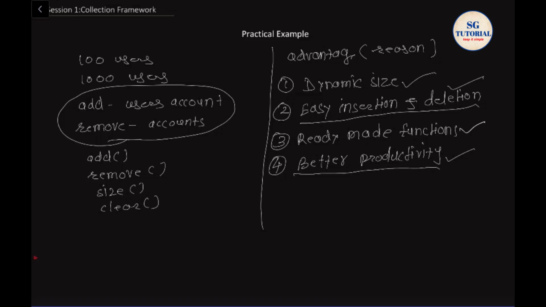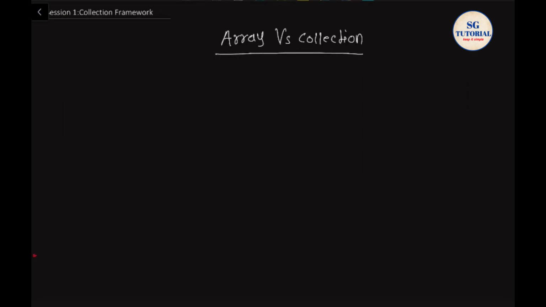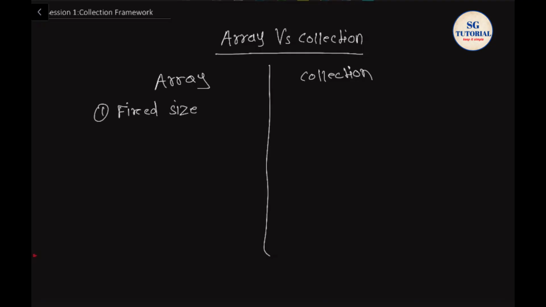Okay? Alright. Now let's compare array versus collection. So, as we discussed earlier, an array has a fixed size. That means once an array is created, its size cannot be changed dynamically, whereas collections have a dynamic size. That means collections automatically grow as you add elements and shrink as elements are removed. So you don't need to manage the size manually.